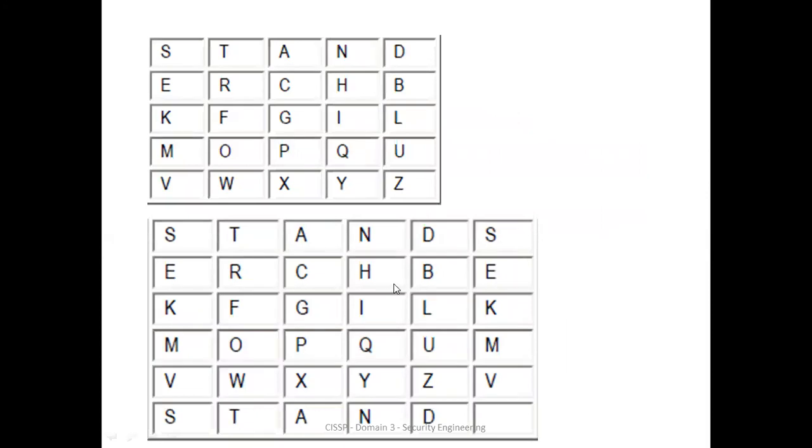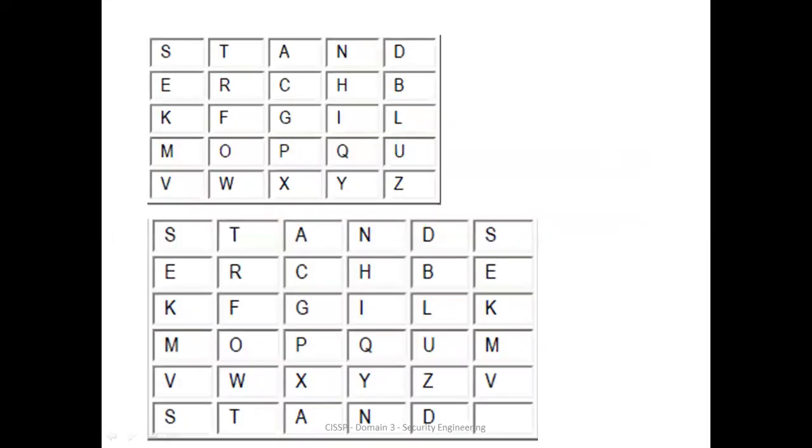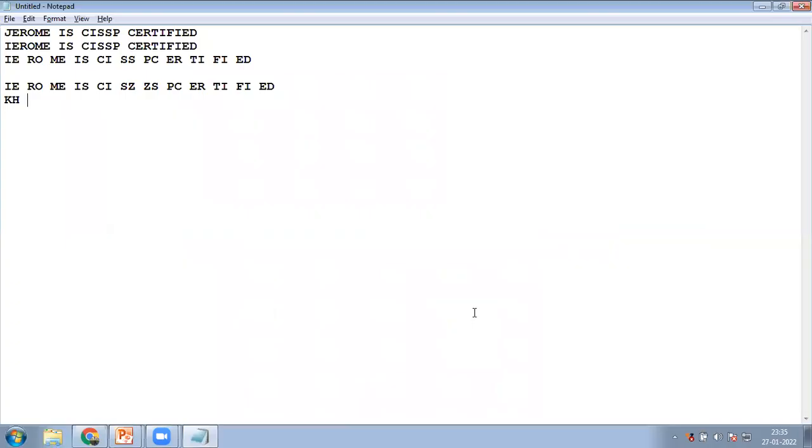So K and then it's H. So I is replaced by K and E is replaced by H. And easily you can form a cross. If it's going to be not on the same row or column, you can actually form a cross, okay, to represent the multiplication. And then you can replace the alphabets and form the encrypted text or cipher text.